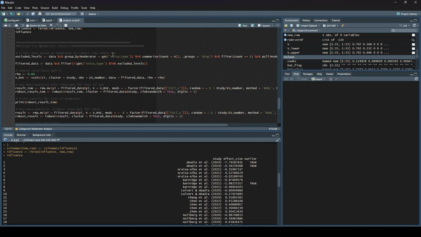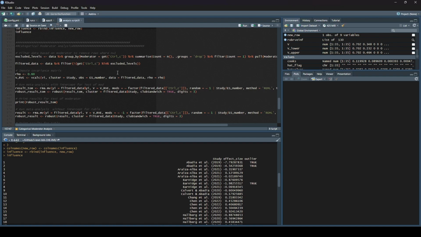The first thing I found was that when I had moderators that only have one comparison at the level of the moderator, then I wouldn't get an overall Q statistic. So what I ended up doing was removing those, and that's what this first piece does. This first piece excludes levels. I just realized my moderator name is wrong because I copied that from a different data set, so let me copy this here.